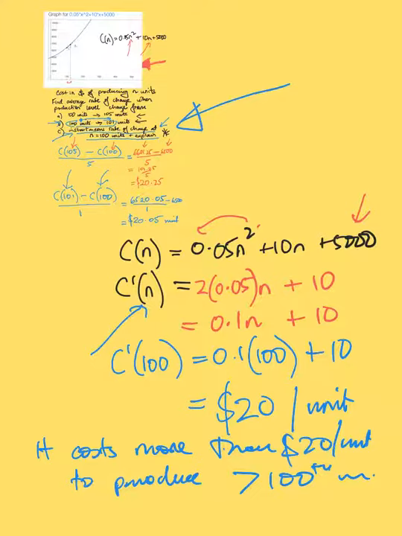And of course, now that I've got this particular gradient function here, I can use that. I could find out what the average rate of change is at any particular production amount as I'm going along. Okay, I hope that helps a bit more.